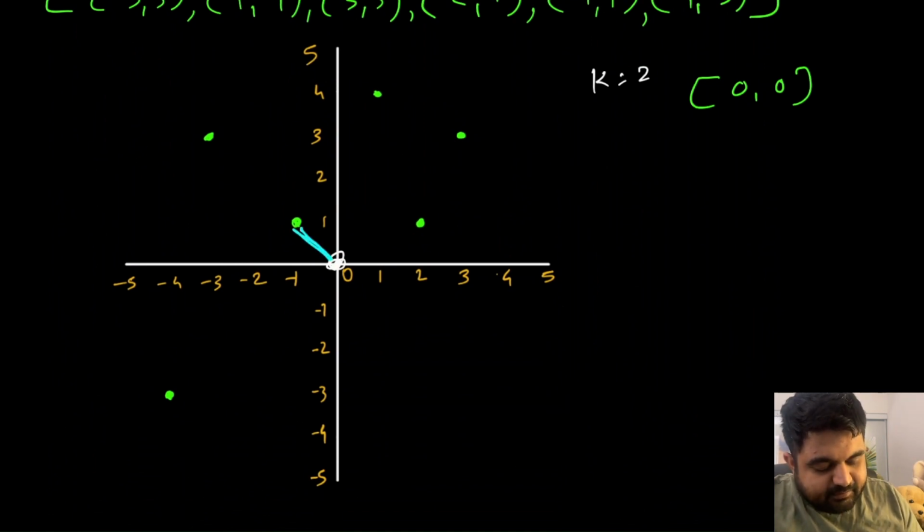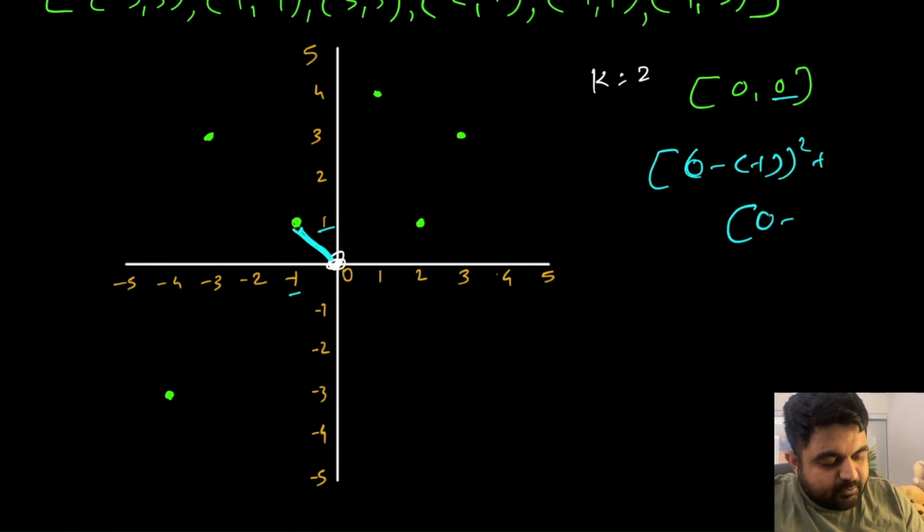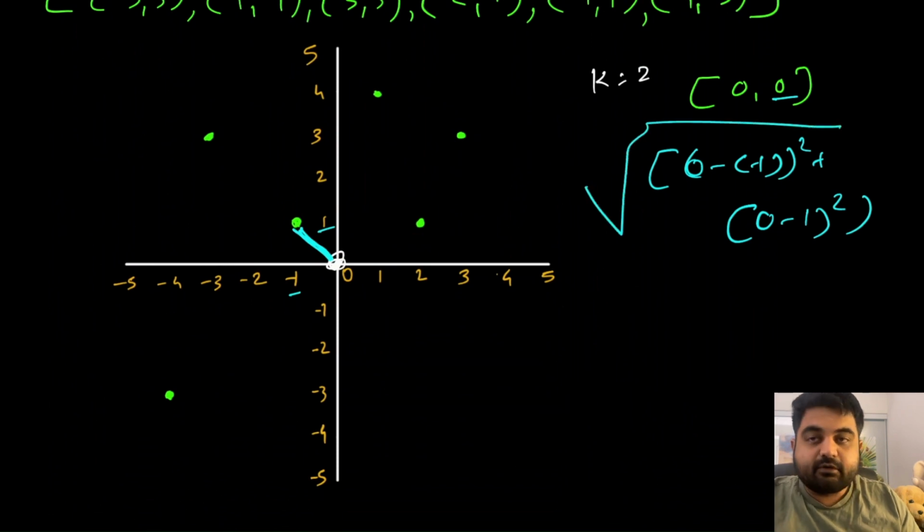Now in order to calculate the distance between any two points, let's say that we want to calculate the distance between this point and the 0, 0 point. The mathematical equation is going to be 0 minus the x value, that is 0 minus 1, and the square of this, plus, once again, y1 minus y2, so 0 minus 1 and the square of the whole thing, and then we are going to take the square root of this whole thing. So that is going to give us this distance.